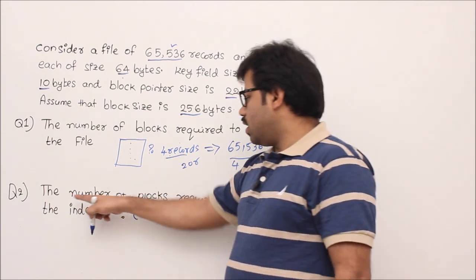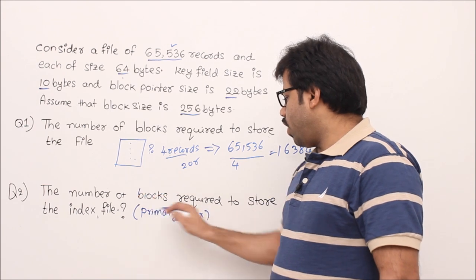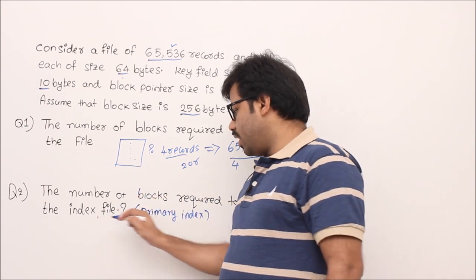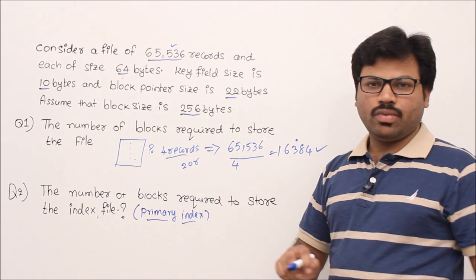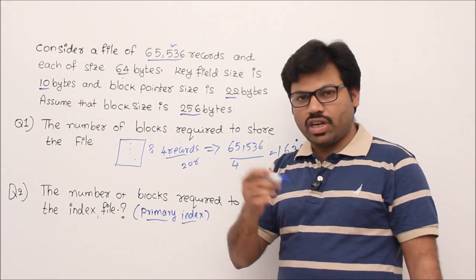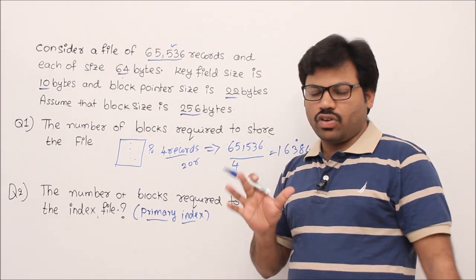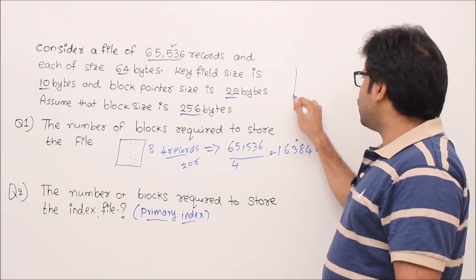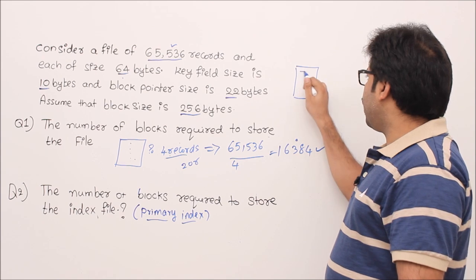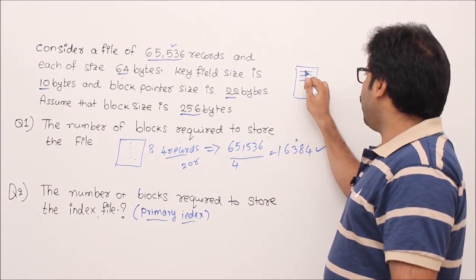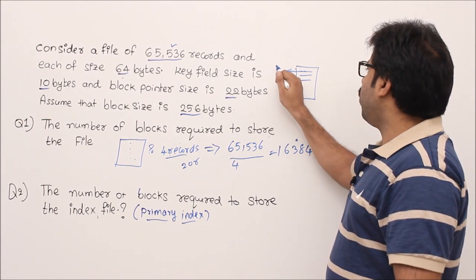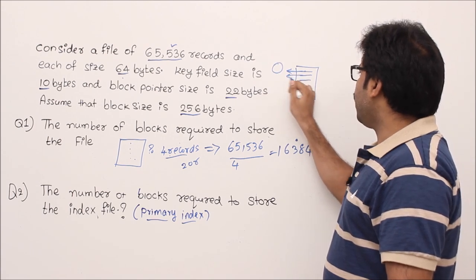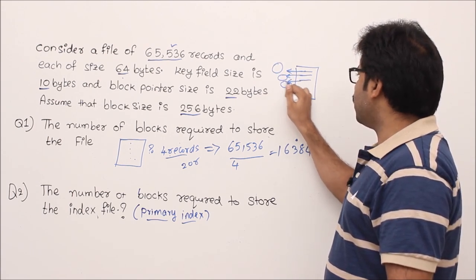Now we'll come to the number of blocks required to store the index file, especially since it is a primary indexing problem. If it is a primary indexing problem, we should recall the structure of the primary index file. In primary indexing, we create entries in the index file, one entry for one block of the original file, correct? That is the important concept you should understand.